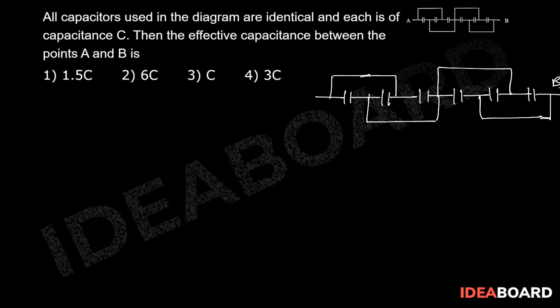This is point B. So suppose if this point is B, then obviously this point will also have the potential equal to B. Suppose this junction point is C, then this will also become C and this will be C. If this is A, this will be A. Each capacitor has capacitance C, C, C, C, C and C.